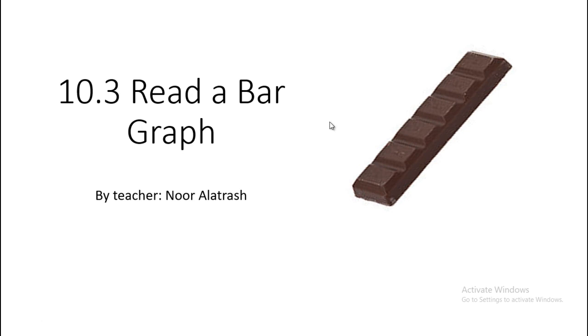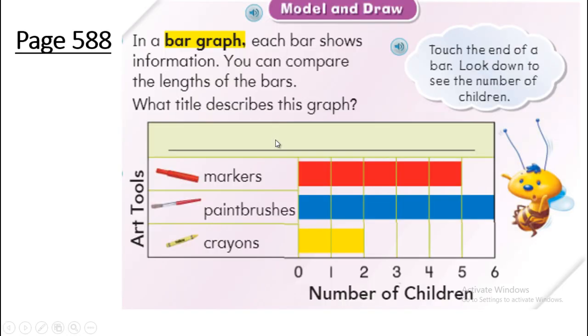So open with me page number 588. 587, we're not going to take it. In page 588, you can see the first bar graph. And this bar graph is showing some information. It has different colors of bars. Each bar is different length. This one is very short. This one a little bit taller. And this is the tallest bar.